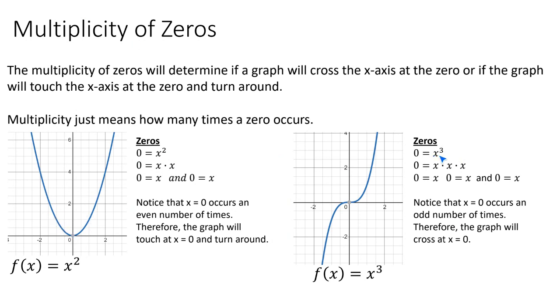But if you look at the x cubed, we can write it as x times x times x, and that's going to give me 3 zeros. And so the 0 appears 3 times, so we say the multiplicity is 3, which the number 3 is an odd number, and that's why it's going to cross the x-axis.